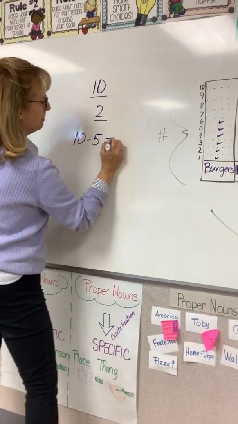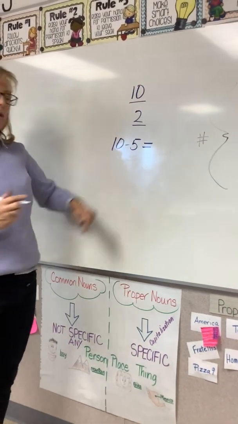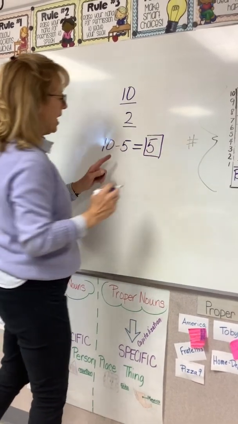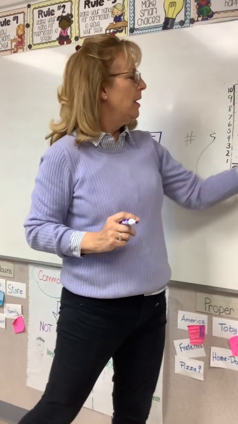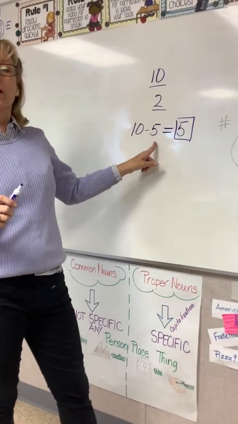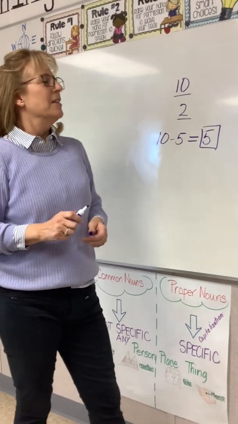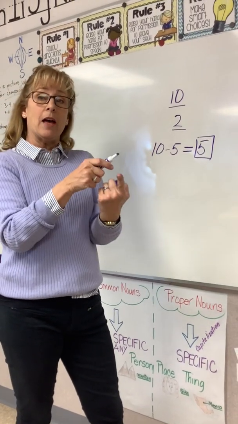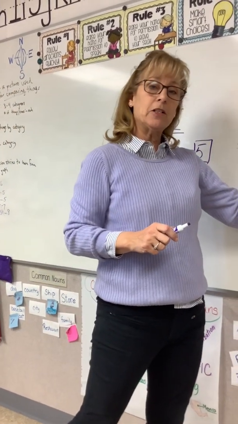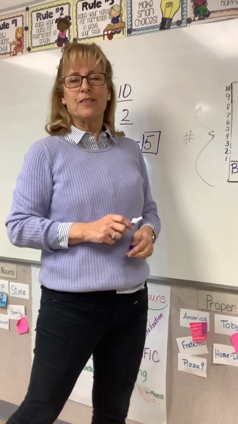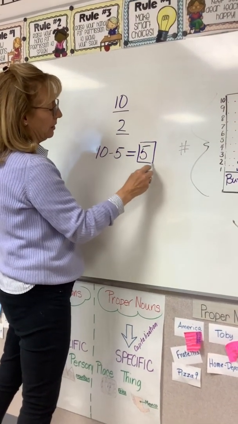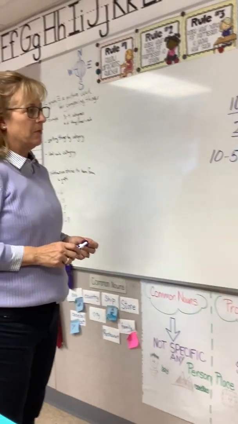Here's our equation, and we know 10 minus 5 equals 5. So there's our answer. 5 more people like pizza than like tacos. And if we did the reverse of that, 5 fewer people like tacos than like pizza. Okay? So there's both sides of that, and in this particular case, the answer is the same.